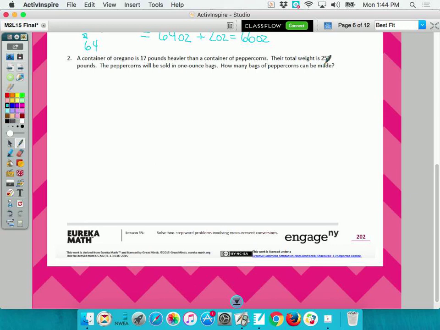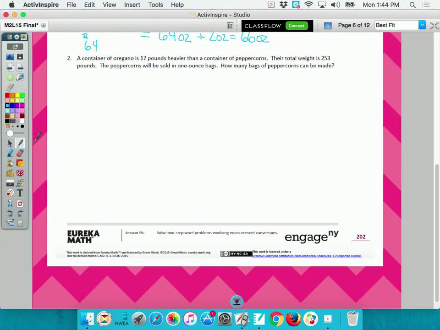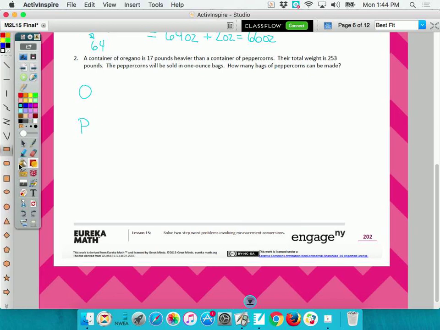So basically, here's what it says. The peppercorns will be sold in 1 ounce bags. So we've got to figure out, by this much information, how many bags of peppercorns will be sold. Oh, I have a feeling. Okay, now, first thing I know is that we have oregano and peppercorns, so I think I'm going to need 2 tape diagrams.